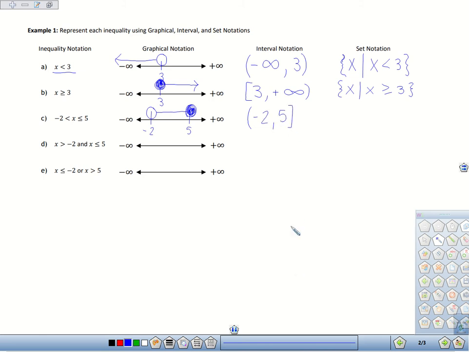Is everybody starting to see the difference between when you use one and the other? So square bracket, look for the equal sign here. Look for the closed circle here. Parenthesis, look for no equal sign here and look for the open circle. And now we're going to do set notation. x such that -2 is less than x is less than 5.